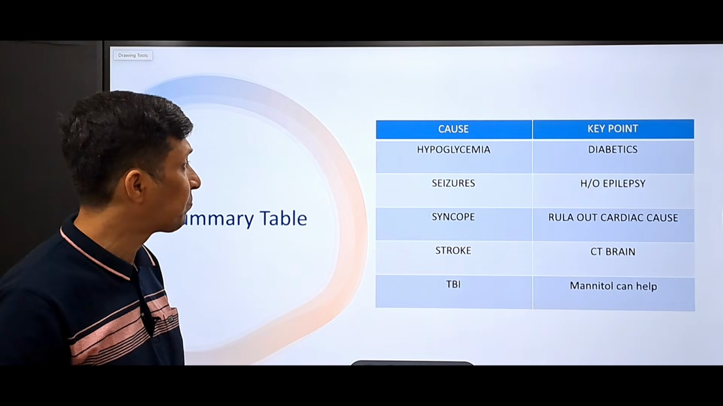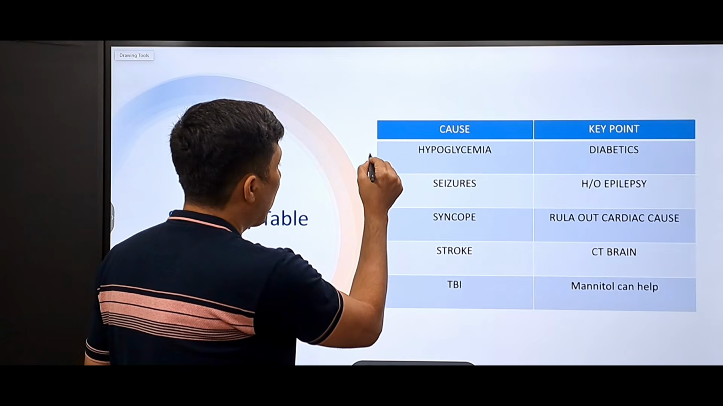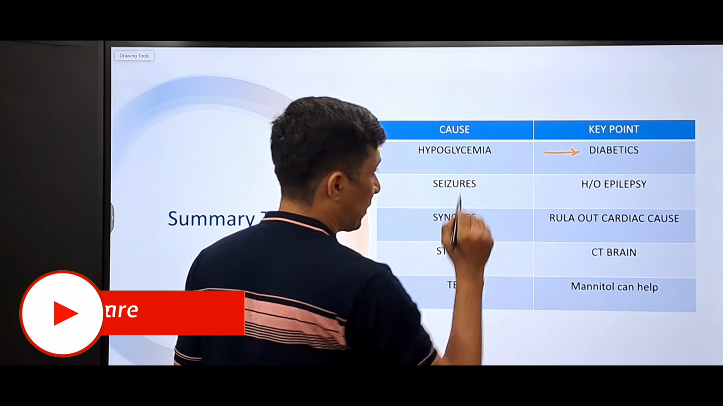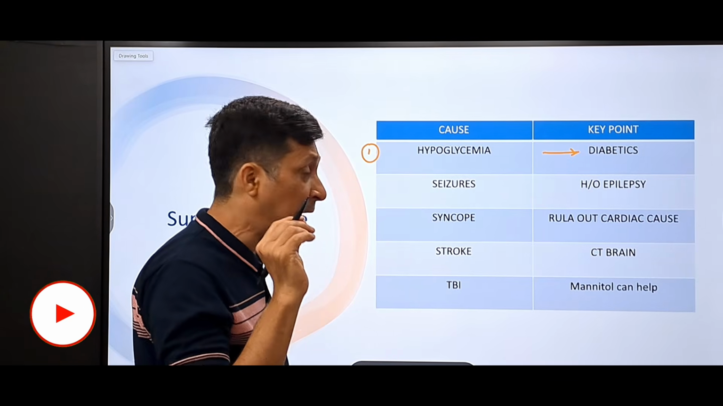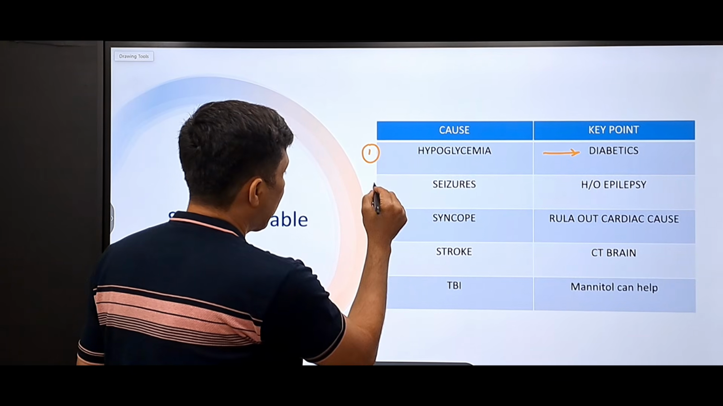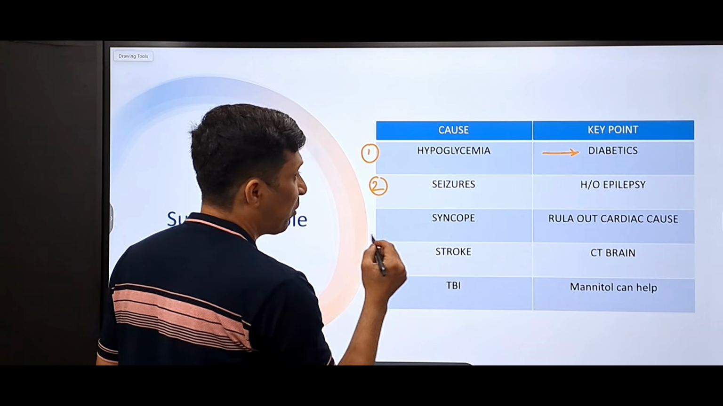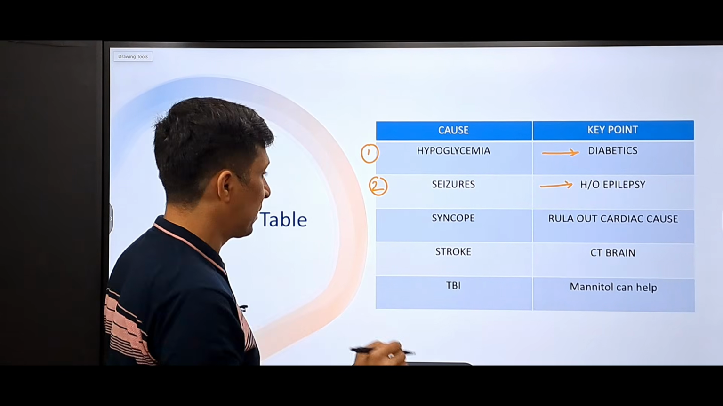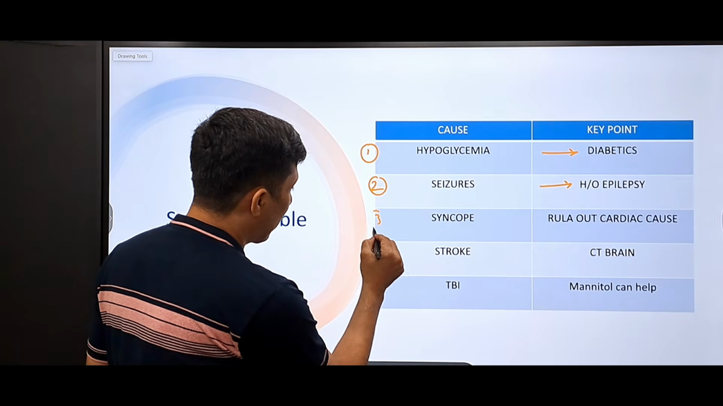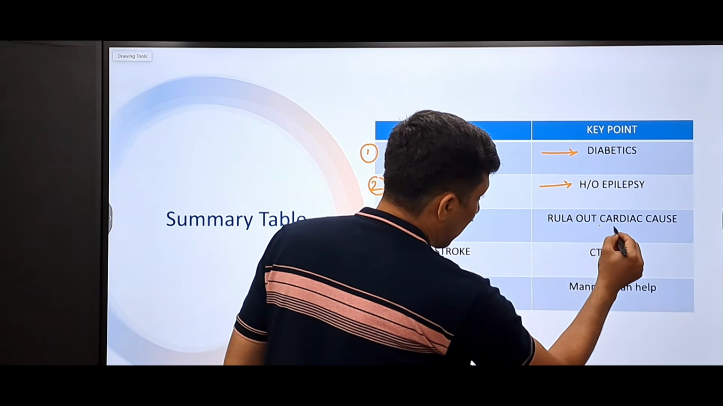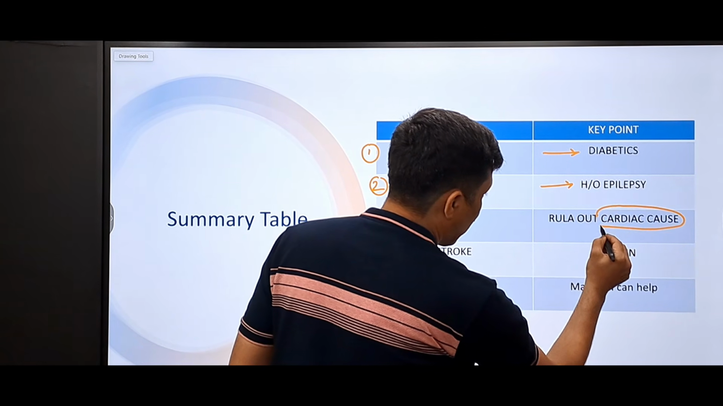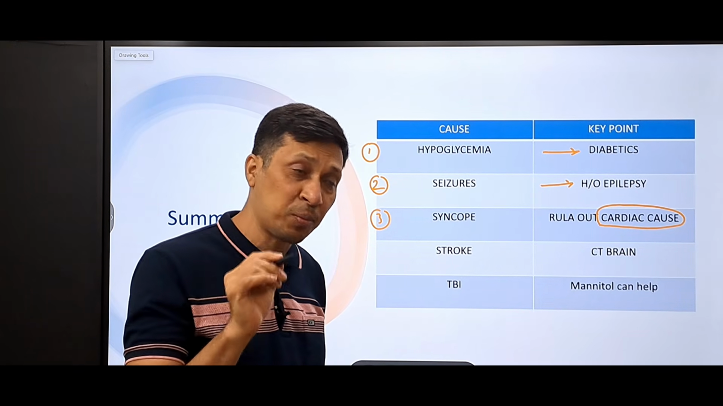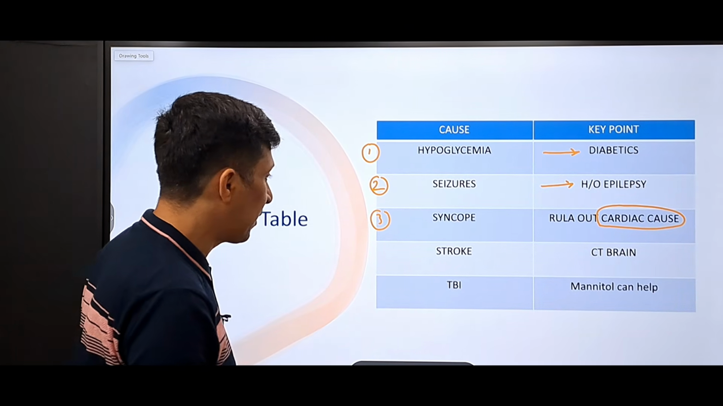In summary, in case of hypoglycemia, the important point to remember is that it is more common in diabetic patients, especially those on anti-diabetic treatment. Second, in case of seizure, the important point to remember is that there can be an important clue of a history of epilepsy. In case of syncope, the important thing is that you have to rule out a cardiac cause, and if there is a cardiac cause for syncope, then the patient needs to be evaluated further.